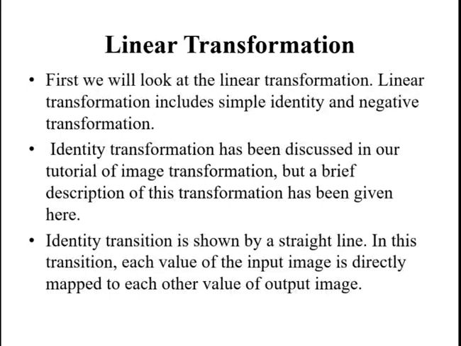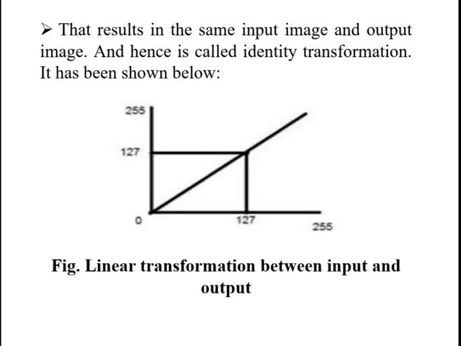The identity transformation is shown by a straight line. In this transformation, each value of the input image is directly mapped to the same value of the output image. That results in the same input image and output image, and hence it is called identity transformation. It has been shown below. The figure shows the linear transformation between input and output, that is, the identity transformation.